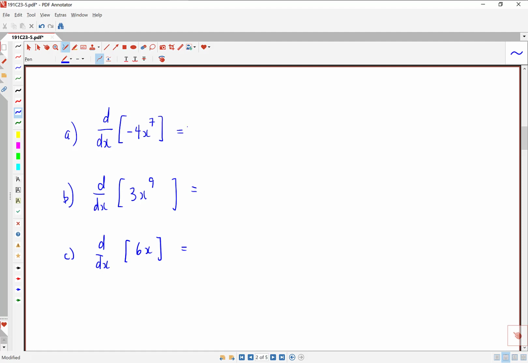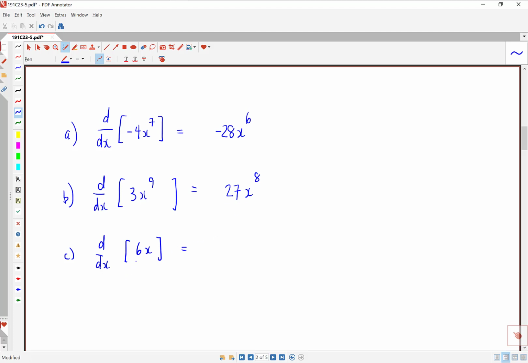Okay, 7 comes down, multiplies with the negative 4 to give us negative 28, and the power on the x decreases. So negative 28x to the 6. For part B, the 9 multiplies with the 3 to give 27, and then the power on the x decreases. So 27x to the 8.